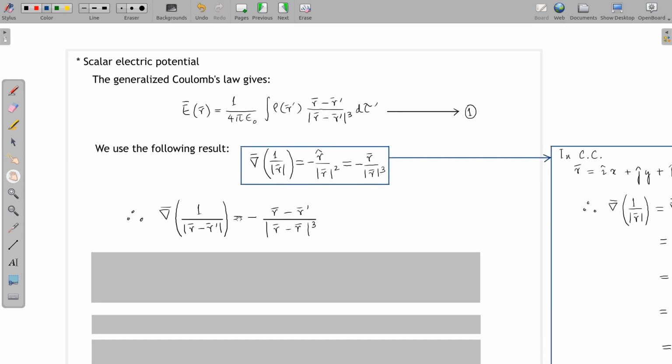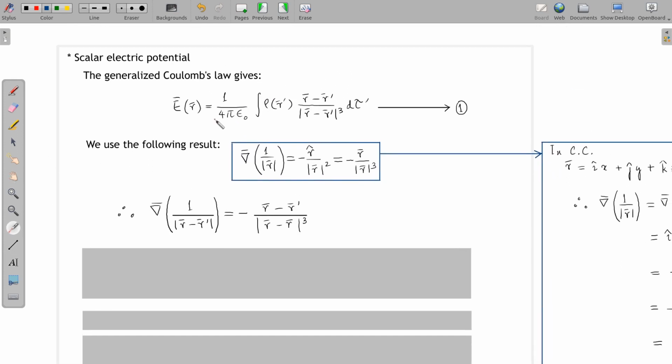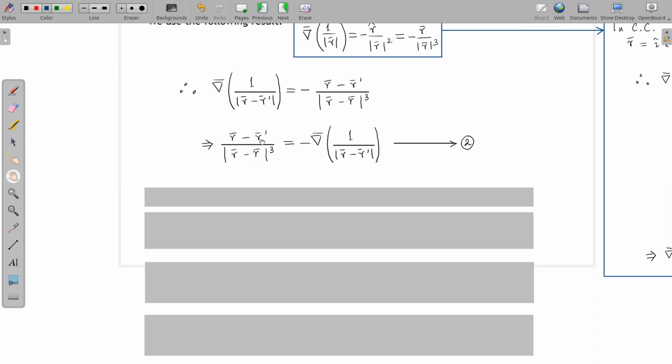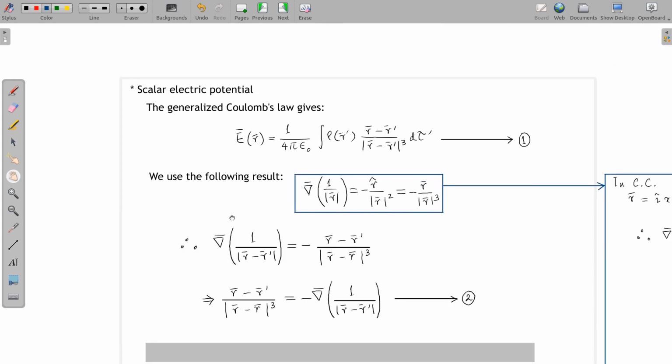We're going to use this result, because you can see in the generalized Coulomb's law we have r minus r prime divided by modulus r minus r prime whole cube, which is this quantity. So we can replace this with minus gradient of 1 by modulus r minus r prime, because there is a minus sign involved. So that's exactly what we're going to do here: r minus r prime divided by modulus r minus r prime whole cube is equal to minus gradient of 1 by modulus r minus r prime. Let's call this equation number 2, with equation number 1 being the generalized Coulomb's law.